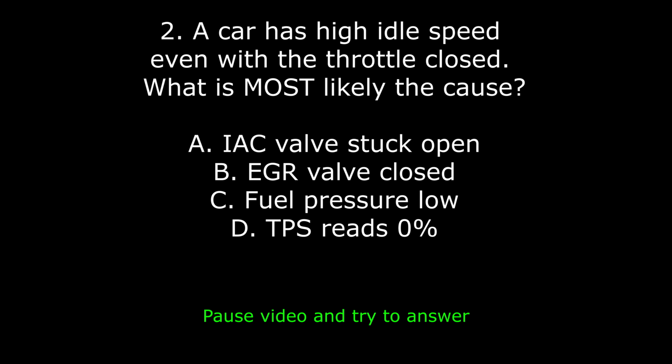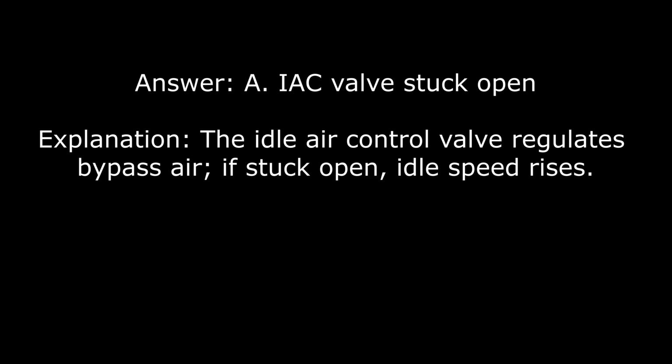2. A car has high idle speed even with the throttle closed. What is most likely the cause? A. IAC valve stuck open. B. EGR valve closed. C. Fuel pressure low. D. TPS reads 0%. Answer is A. IAC valve stuck open. Explanation. The idle air control valve regulates bypass air. If stuck open, idle speed rises.